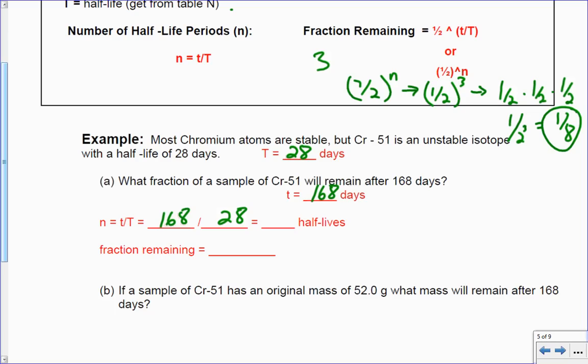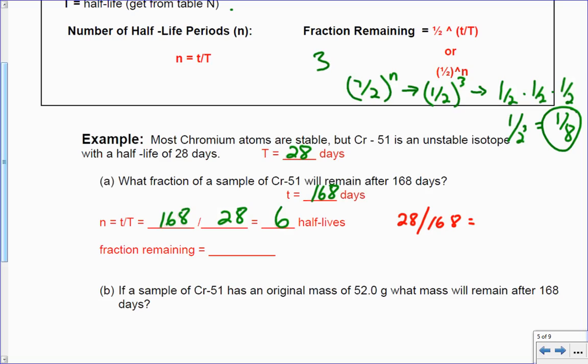168 divided by 28 equals 6 half-lives. And just real quick, let me show you, if you're listening, you'll understand why I'm going to write this. Let me do 28 divided by 168. Okay, now let me just explain this a little bit.